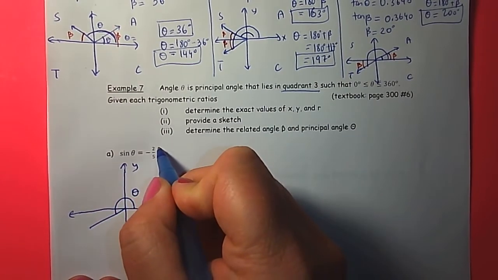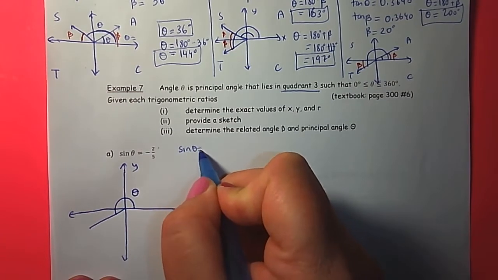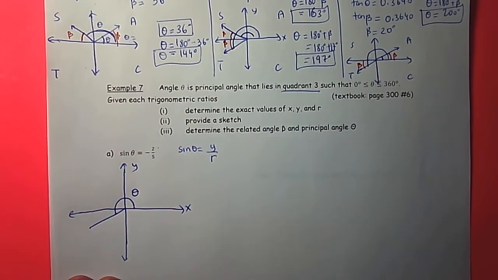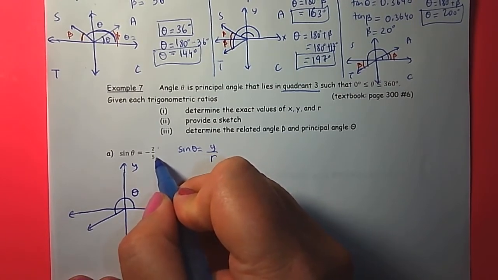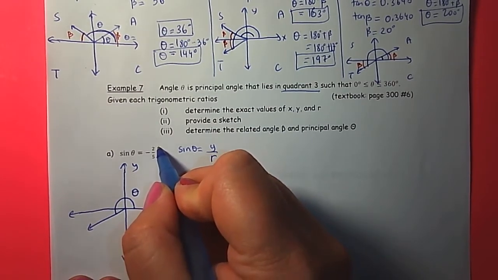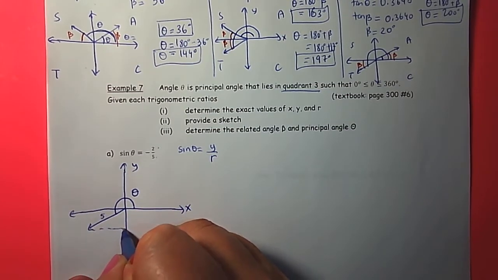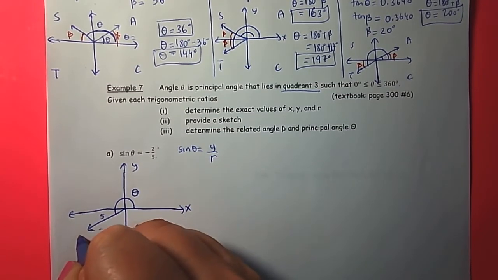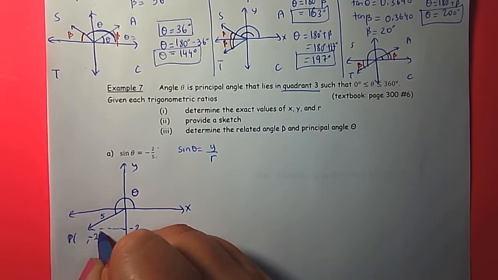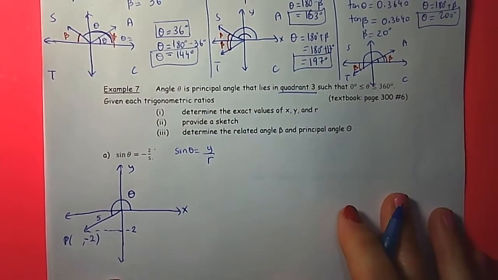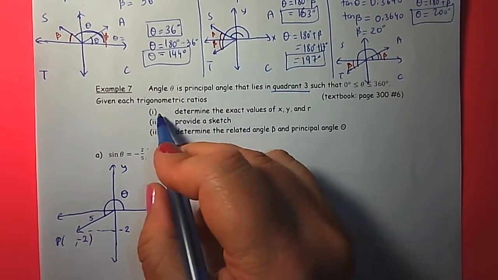So let's remember, sine theta is y over r. So then we can say that r is 5 and y is -2. So r is 5 and y is -2. So we already know the y coordinate of the point, which is -2. Okay, so we can start answering the first part now.